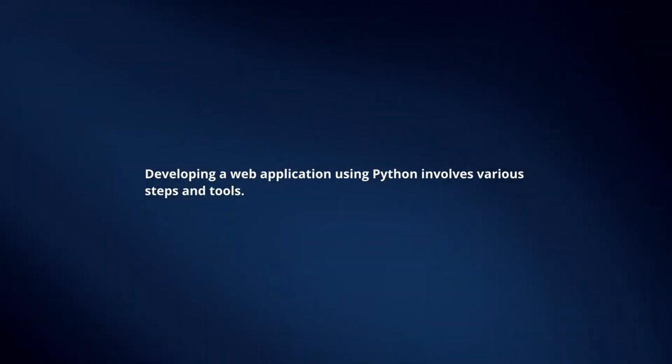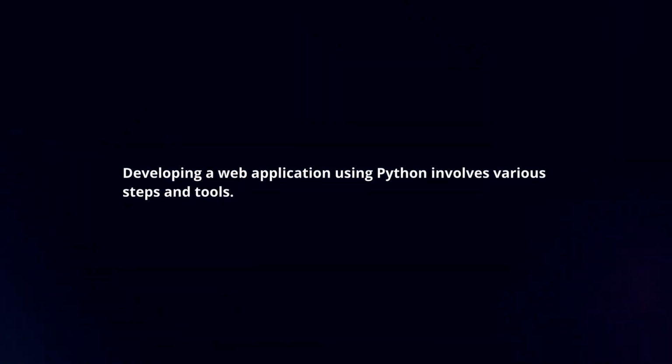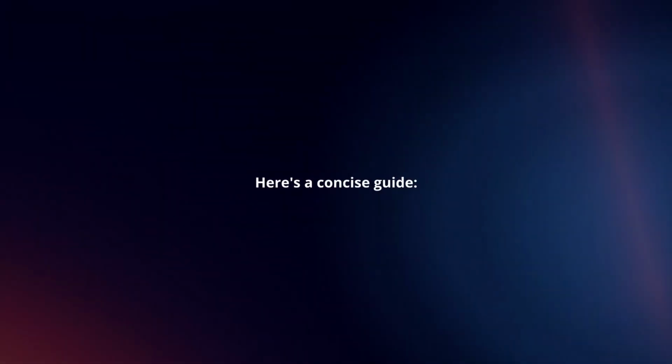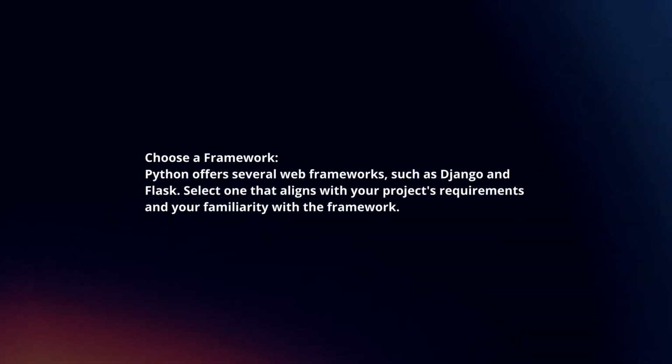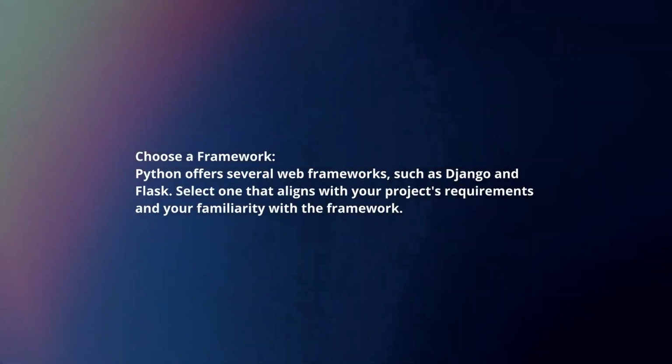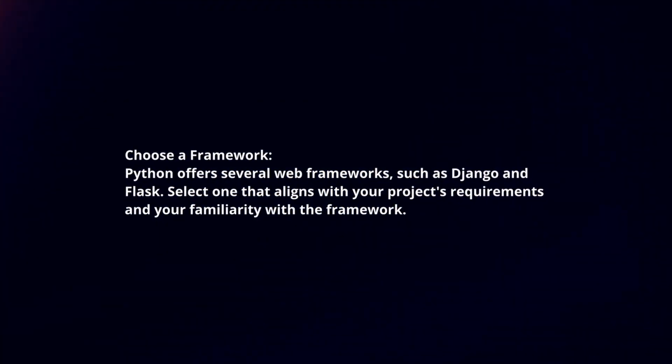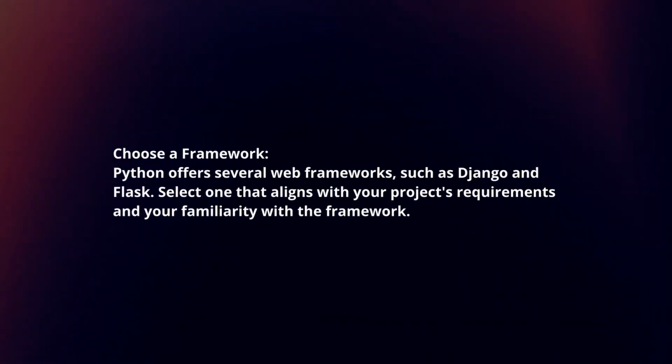Developing a web application using Python involves various steps and tools. Here's a concise guide. Choose a framework. Python offers several web frameworks such as Django and Flask. Select one that aligns with your project's requirements and your familiarity with the framework.